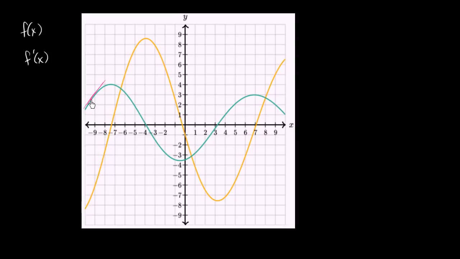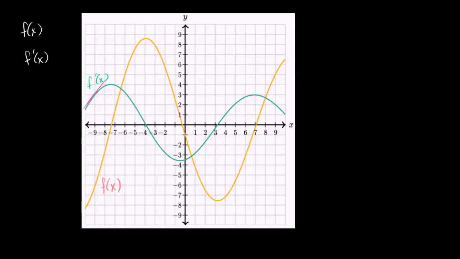So it's pretty clear that the green function cannot be f of x and the yellow function cannot be its derivative, because if this was its derivative, it would be positive here. So that quickly we found out that that can't be the case. But let's see if it could work out the other way. Ruling that situation out, it's starting to feel that maybe this is f of x and the green function is f prime of x. So let's see if this holds up to scrutiny.